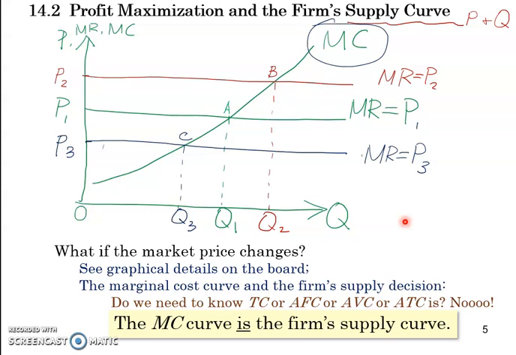Now, in the next video, we are going to again make use of the graphs to show you the profit or loss a firm has or experiences on the market. And you would be able to find that, to be able to figure out the profit or loss on the graph, we do need these cost curves we learned in the previous chapter.